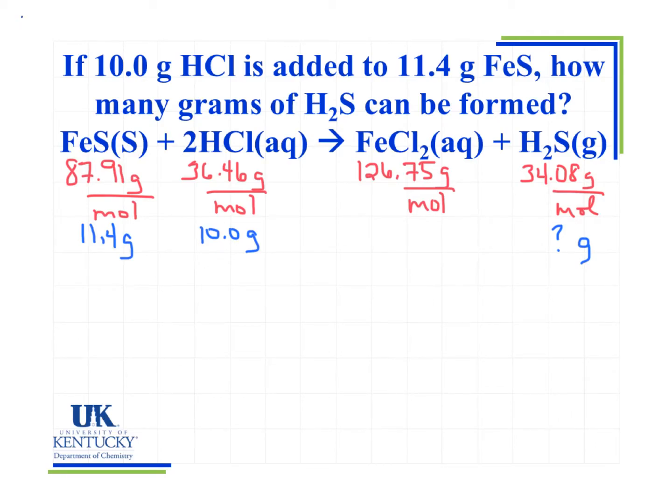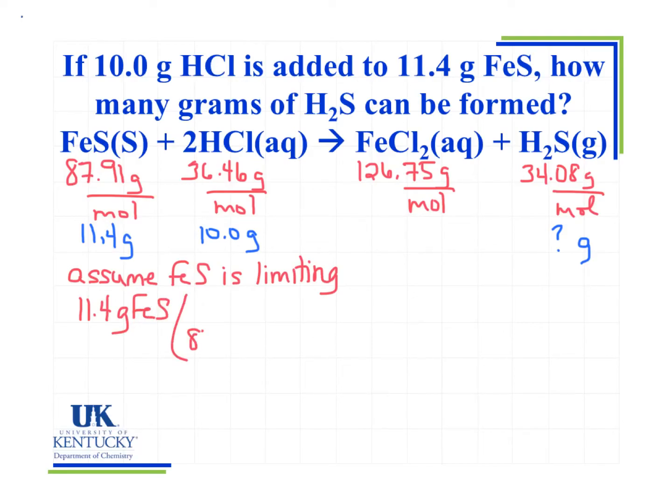So I'm actually going to have to solve two problems in order to figure out the actual answer to the problem. So the first thing I'm going to do is assume that FeS is my limiting reagent. And I'm going to do the calculation assuming that it's limiting. So I'm going to start with the 11.4 grams of FeS. I'm going to use my molar mass, 87.91 grams per mole. I'm going to look at my mole to mole ratio between the FeS and the H2S, because remember, that's what I'm looking for, the mass of the H2S for the product.